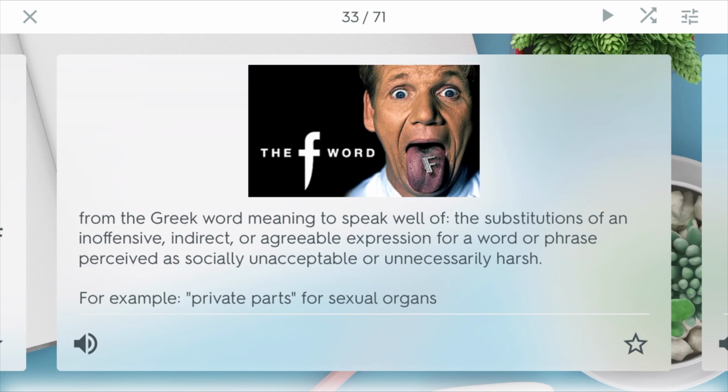A euphemism comes from the Greek word meaning to speak well of. It's the substitution of an inoffensive, indirect, or agreeable expression for a word or phrase that could be perceived as socially unacceptable or harsh. For example, private parts are a euphemism for sexual organs.